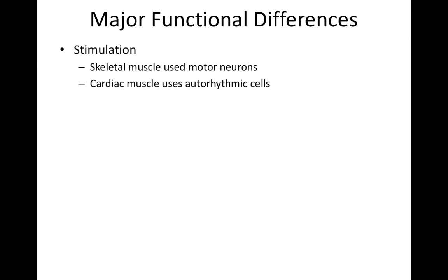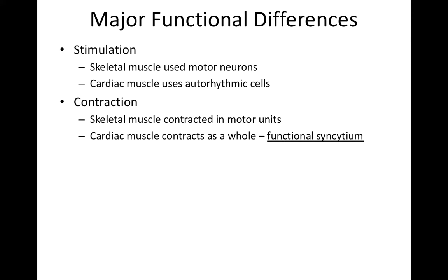Functionally, they are completely different. Skeletal muscles are stimulated via our motor neurons, which we talked about in 251. Cardiac muscle uses what are called autorhythmic cells. So we're not using a neuron to stimulate these muscles.